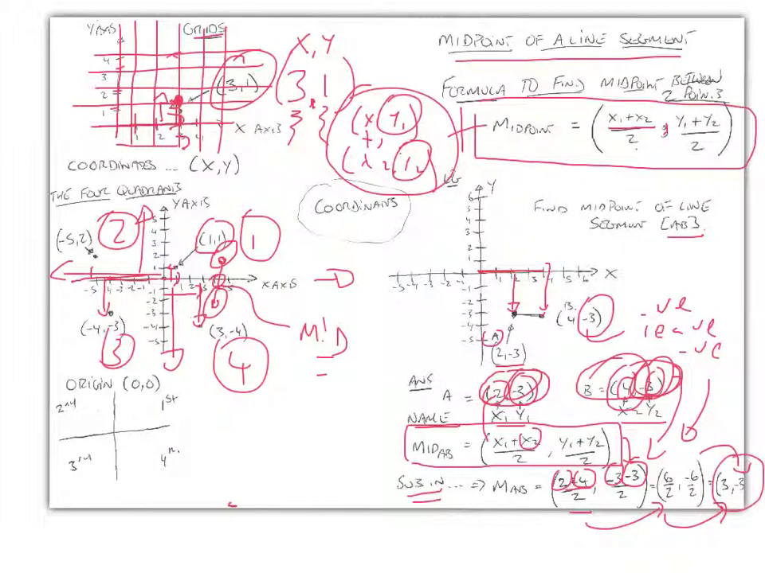So the midpoint can be found. The midpoint between this point and that point should be found at (3, -3). And if I go out 3 and down 3 to (3, -3), I'm at the midpoint between A and B.